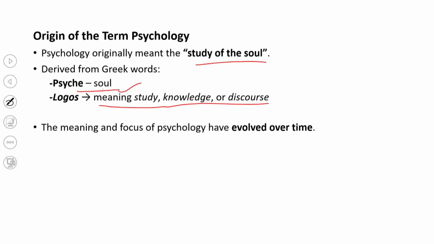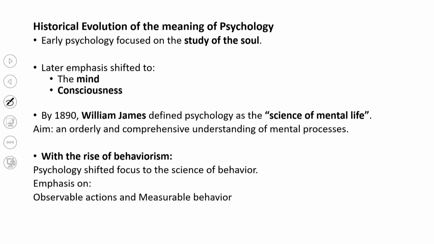However, this whole idea of what psychology is all about, the definition that I gave, evolved over time. Many different concepts came one after the other, so there was an evolution in the meaning of the term psychology itself. The meaning and focus of psychology has evolved over time, so let us see some of that evolution. Early psychology focused on the study of the soul, typically under religious and theological study. That was the original meaning.